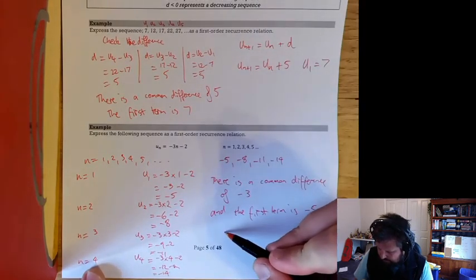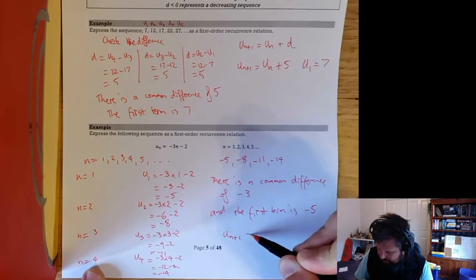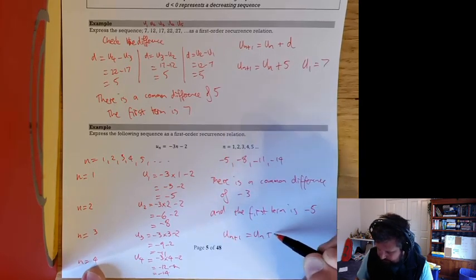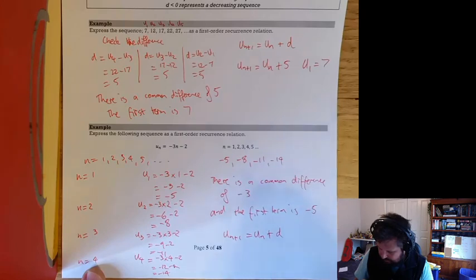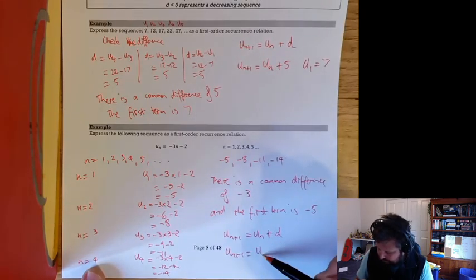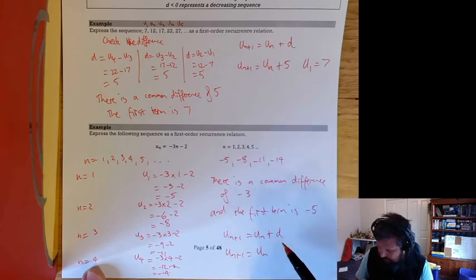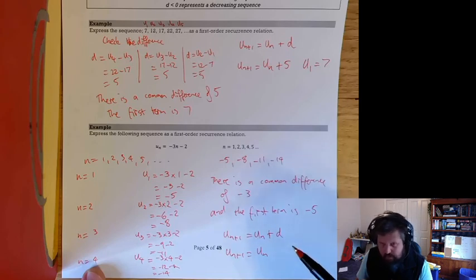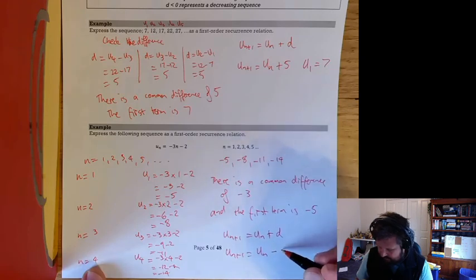So u(n+1) is equal to u(n) plus d. So actually writing it out, u(n+1) is equal to u(n). Our difference in this case was -3. So you don't need to write plus -3. Hopefully you know as mathematicians in year 12, if you've got plus a negative number, it's just the same as the negative value there. So d is -3.